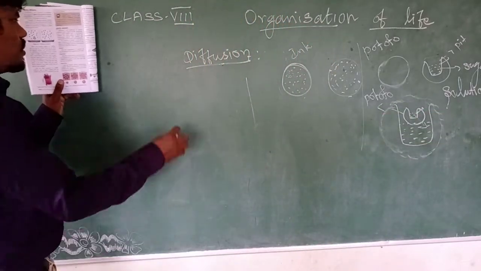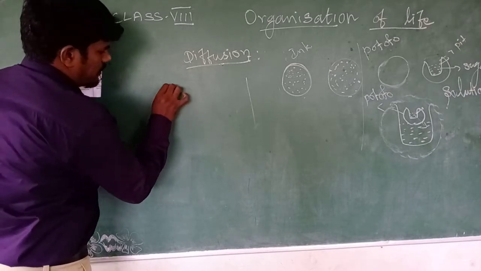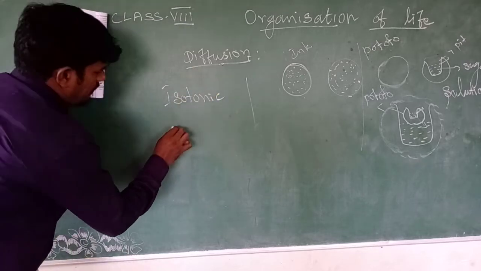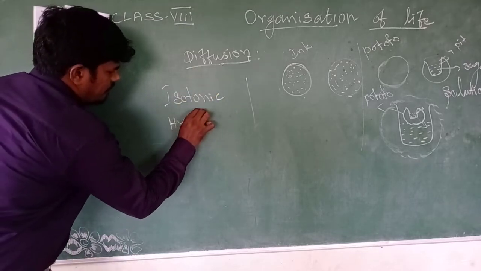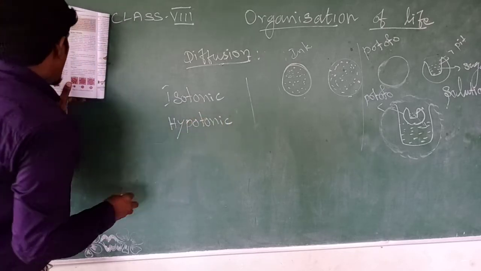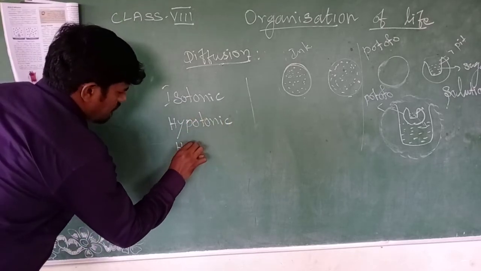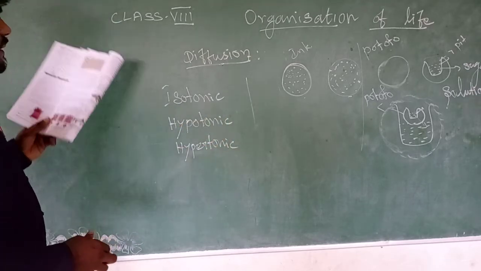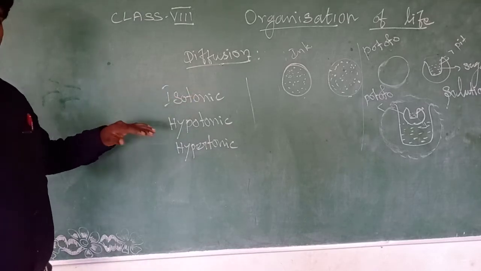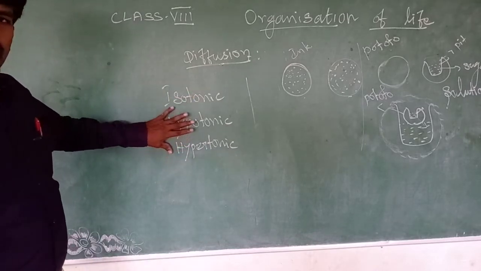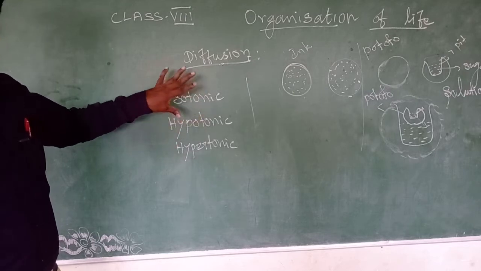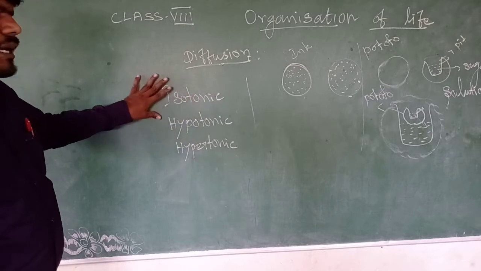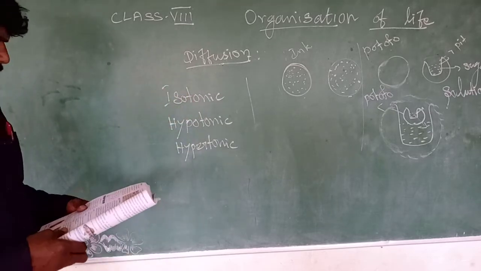What are they? The first one isotonic, the second one hypotonic, and the third one hypertonic. See, it is very simple. I will explain them one by one. These are 3 kinds of solutions that surround the object, classified on the basis of their concentration. The first one is the isotonic solution.